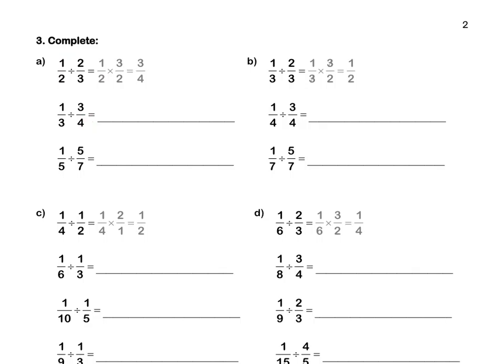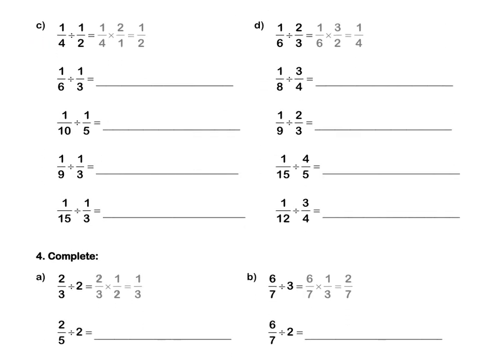Let's do this sum together. A third divided by 3/4 is the same as a third times by 4/3. We cannot simplify, therefore our final answer is 4/9. Press pause to complete question A. Question B. A third divided by 2/3 is the same as a third times 3/2. We simplify in the question, and when we multiply out, our final answer is a half. Press pause to complete question B.